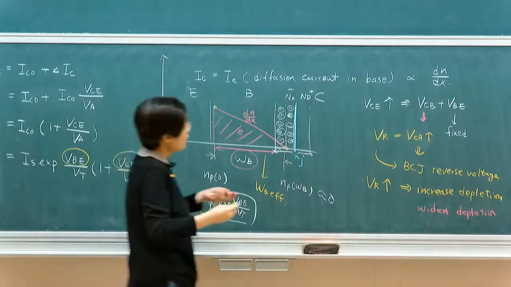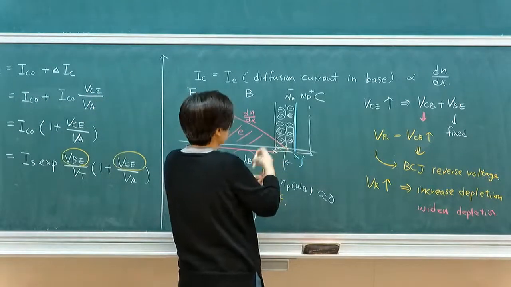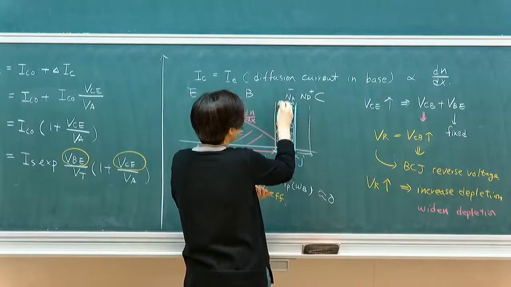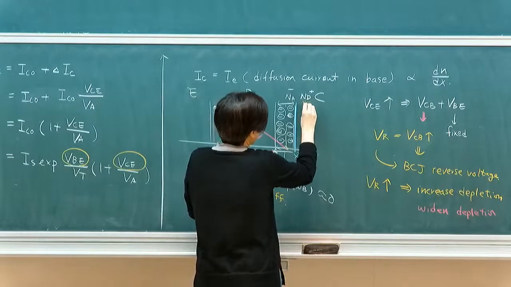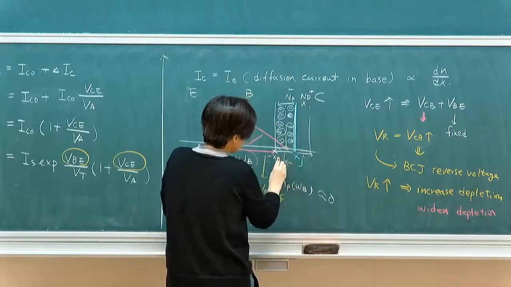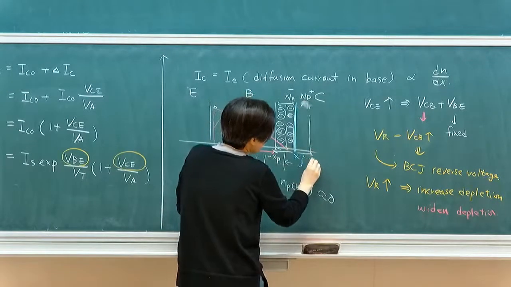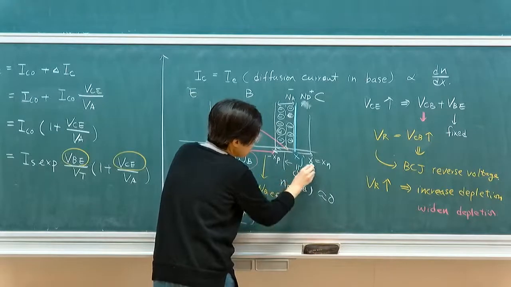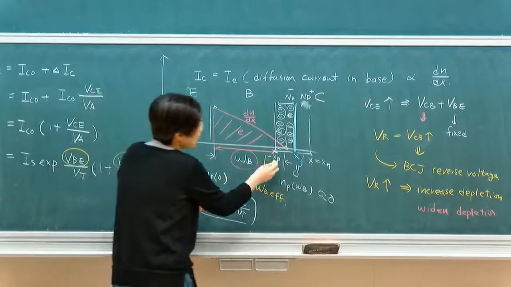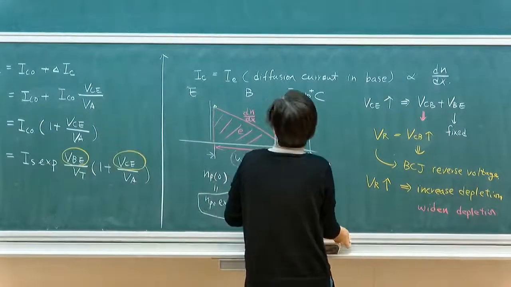So what is an effective WB? If you define this as X, we use our previous X, this is down to minus XN. This is XP. This point will be x equals to xn. If I'm setting this to 0, then this will be x plus xn. This will be minus xp. So your final effective width.